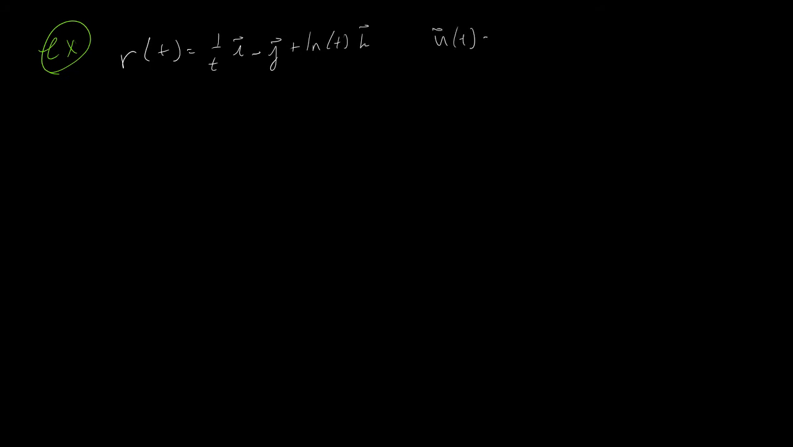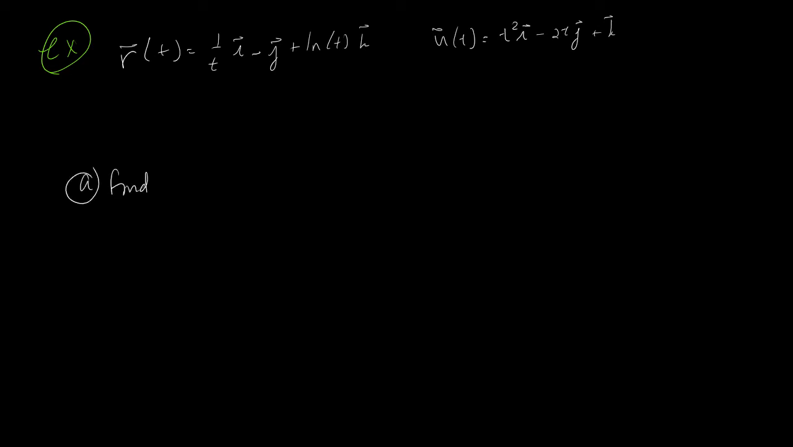So example, let's have r of t be equal to 1 over t i minus j plus ln of t k. And let's have u of t equal to t squared i minus 2t j plus k. All right. Let's start off with part A here.